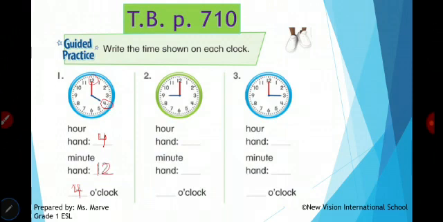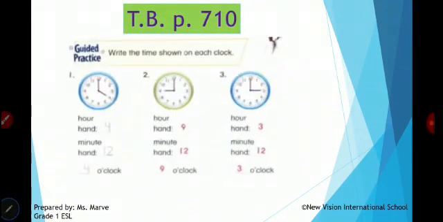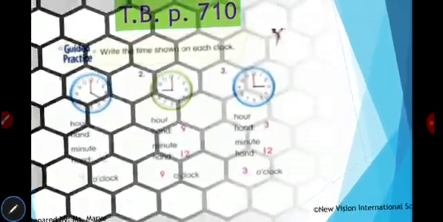I will give you 2 minutes to answer numbers 2 and 3. Start. Very good. Now let's check our answer. You can pause the video so you can see the correct answer. Let's move.